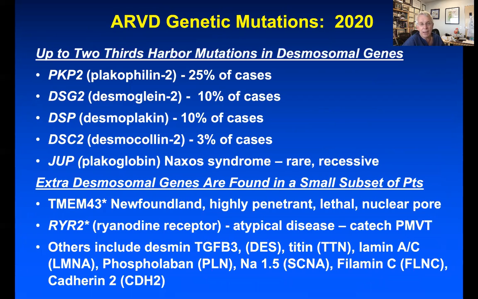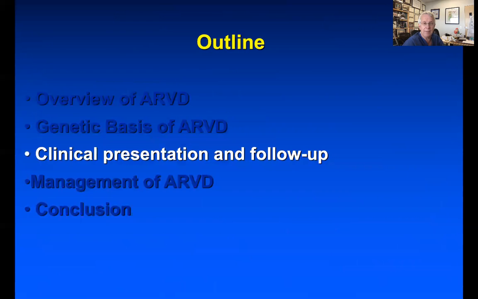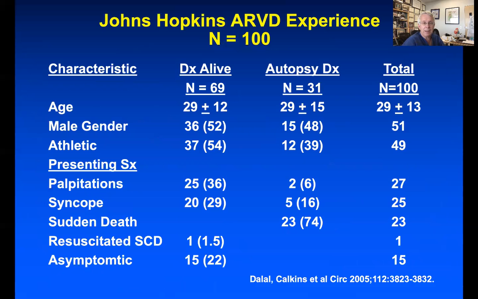You'll hear the names plakophilin-2, desmoglein, desmoplakin, desmocollin, plakoglobin, all desmosomal genes. There are some non-desmosomal causes that are shown below, but those are less common. And when it comes to clinical presentation and follow-up, we'll look at some of our prior data.